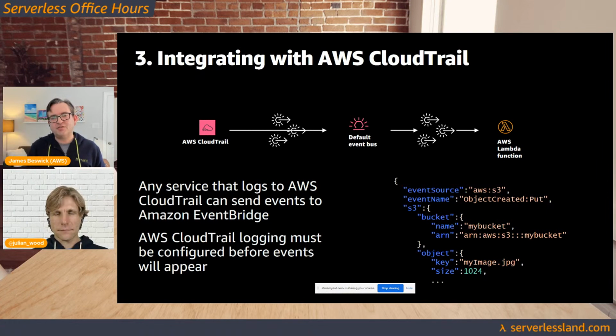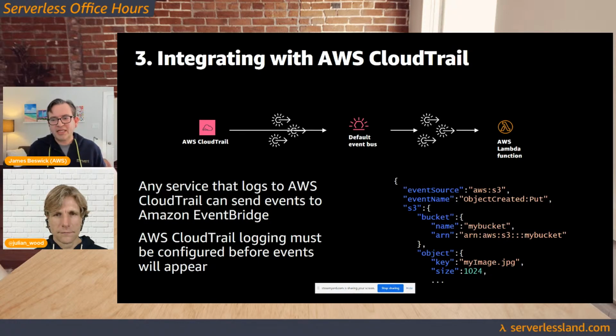So really, any service that logs to CloudTrail can be a candidate for listening to events that are happening in EventBridge. So this can include services like AWS Batch, CodeBuild, AWS Glue, IoT Greengrass, and many, many more. And you can also listen to events like sign-in events from the console or tag changes, or really almost anything you can think of within AWS itself.